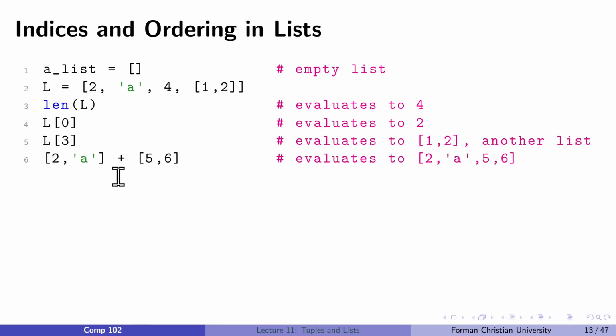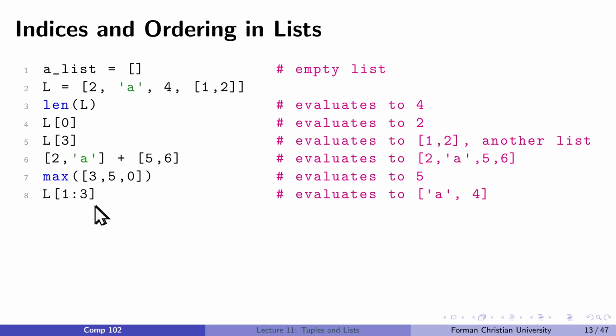You can add 2 lists using a plus operator. So basically, when you add 2 lists, it's going to give you another list with all of its elements combined together in a larger list. So it's going to be 2, a, 5, and 6. You can also apply a function called max on a list, and it's going to give you the maximum value. And you can also apply min.